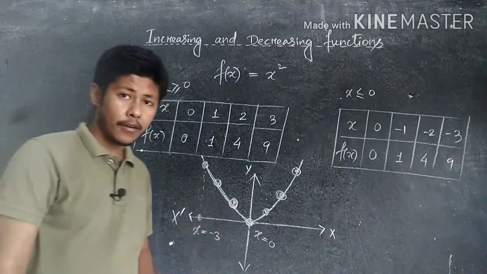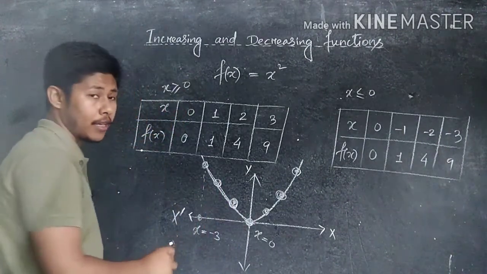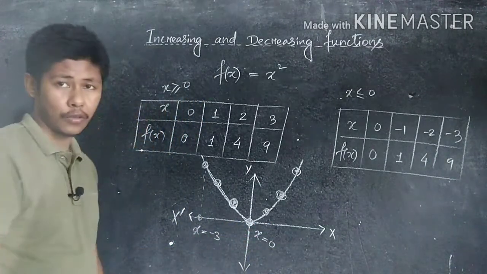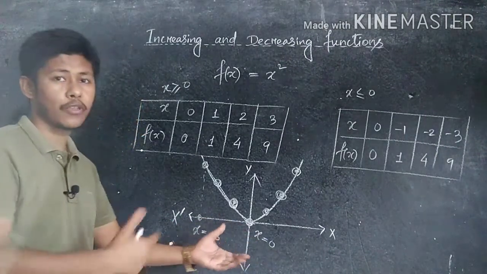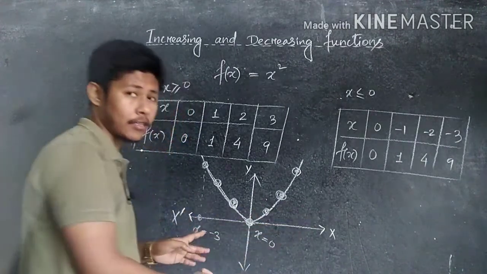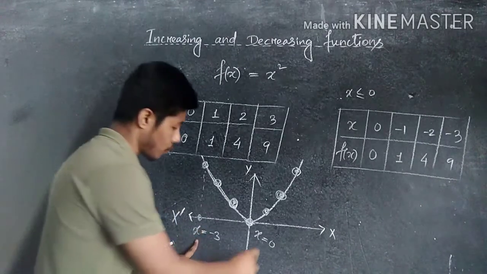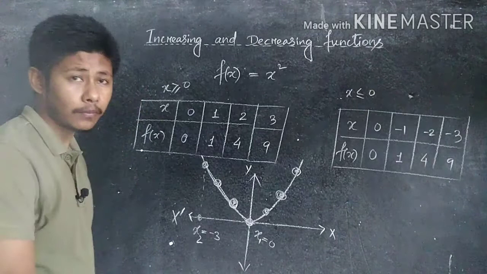So from here if you see, if you denote these 2 points, suppose it is x1 or it is x2, this one is x1 and this one is x2, suppose we consider x1, this one is we consider suppose x2.